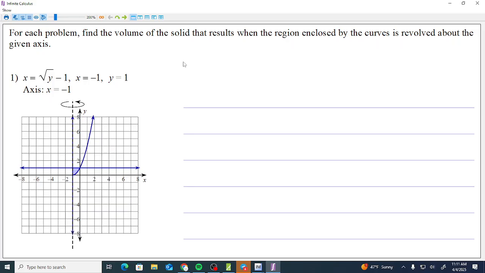Questions on that? It feels pretty similar, yeah? Most people aren't used to working in terms of y, so that gets a little tougher for some. But before I go to the next one, questions on that one?